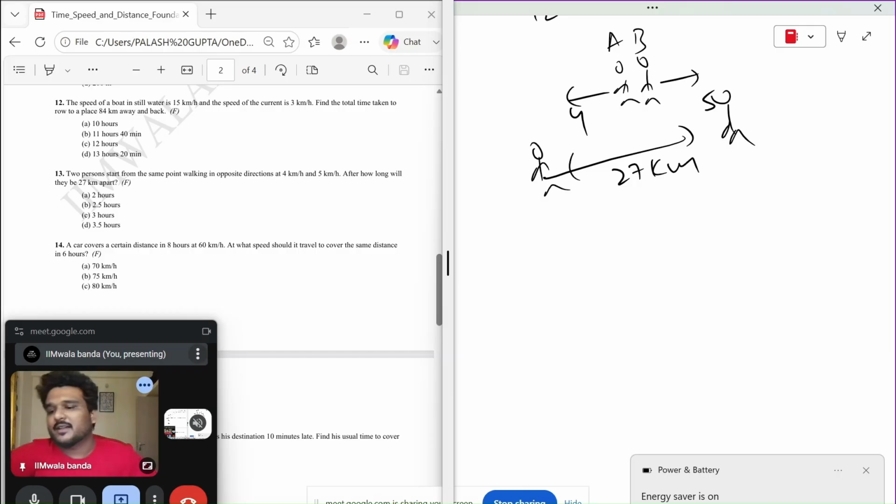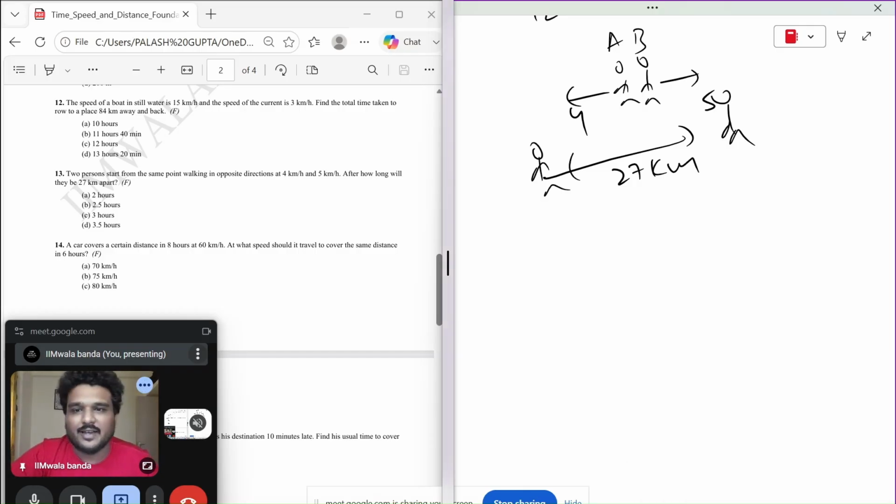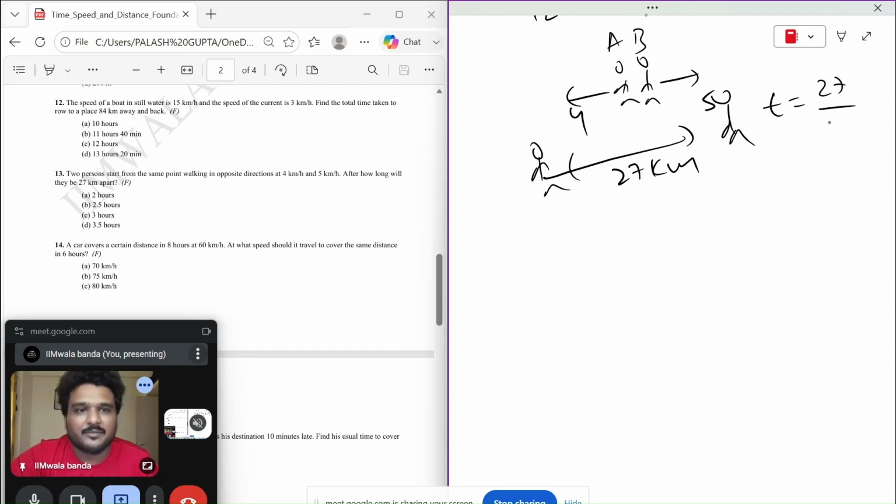But it can be like A must have covered lesser distance, B must have covered much more distance because B moves faster. So you know that overall they've covered 27 by half. And again, I told you, opposite direction, you have to add the speed because they will be increasing their distance faster. How long will they be 27? The time is distance upon speed. Speed, you know, has to be added. So basically 3 hours. Very simple.